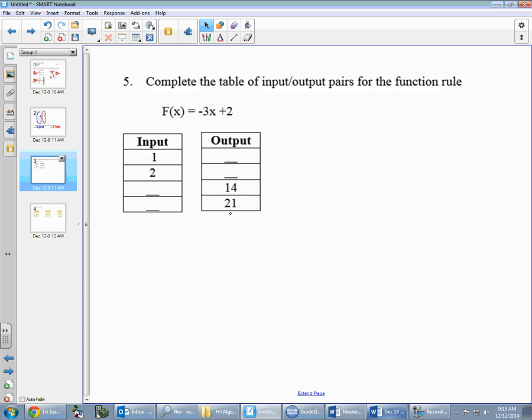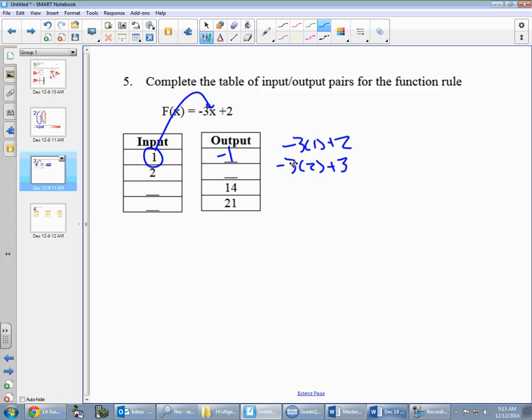Complete the table of input, output. So if they give me an x, I'm going to go ahead and plug that in. So -3 times 1 plus 2, that's going to give you -1. If I plug in 2, -3 times 2 plus 2, -6 plus 2 is going to give you -4.